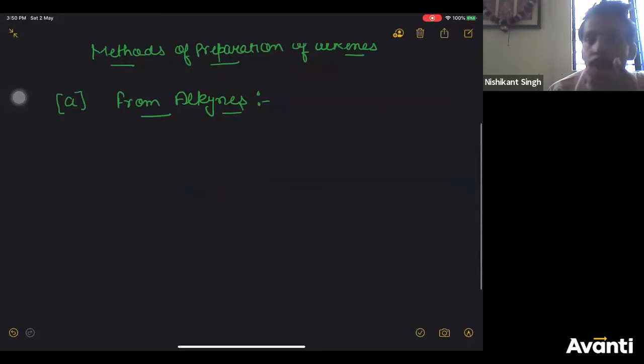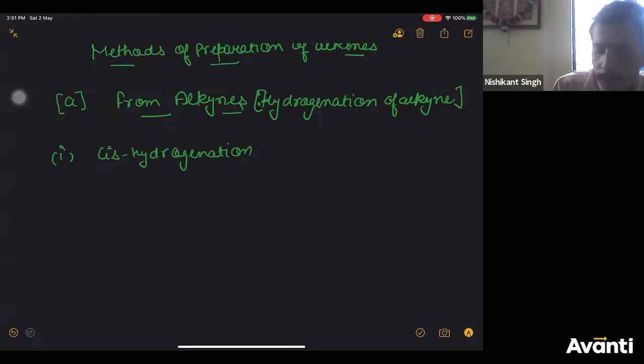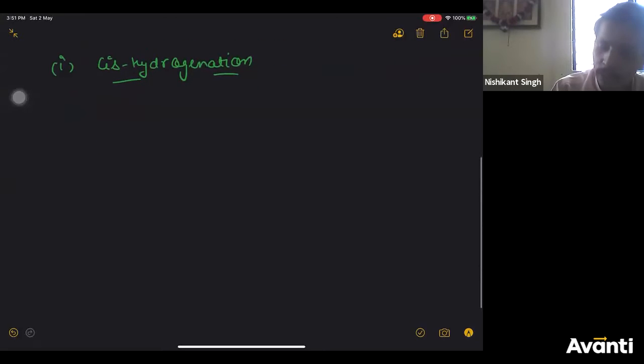Let us see, there are two ways of preparing alkene from alkynes. Let me write it here for you. The first one is also known as hydrogenation of alkyne. So by hydrogenation of alkyne, you can form alkenes. The first one here is cis hydrogenation. Now let us see how we carry out this cis hydrogenation.